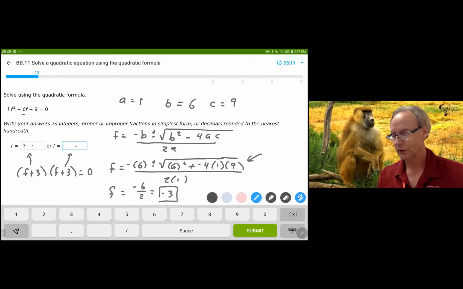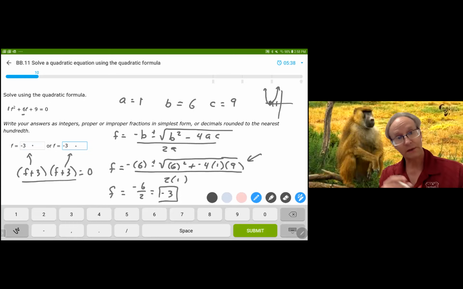Just as a side note, something interesting: whenever you get a double root like this, you end up touching your x-axis at that point. So if I were to graph this, it would be a standard parabola. At negative 3, we would have a vertex and it would just go up from there. And it would touch the axis at negative 3, just at that point. Anyway, something to think about.